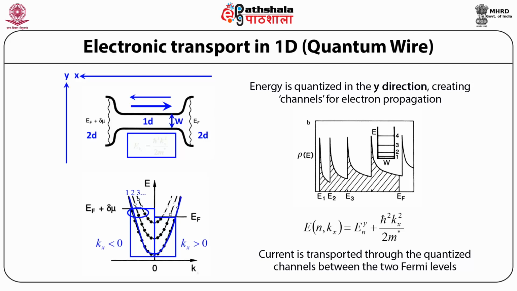What will happen if the inelastic mean free path of an electron is more than the dimension of the wire? The electron will pass through the wire without suffering any scattering, just like a bullet. This is called ballistic transport.